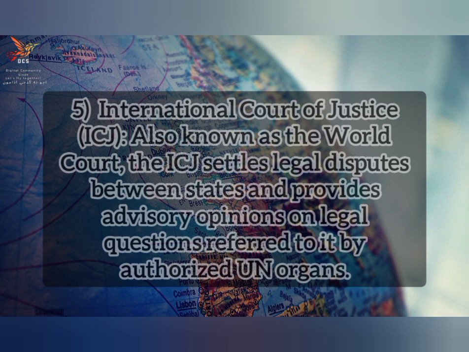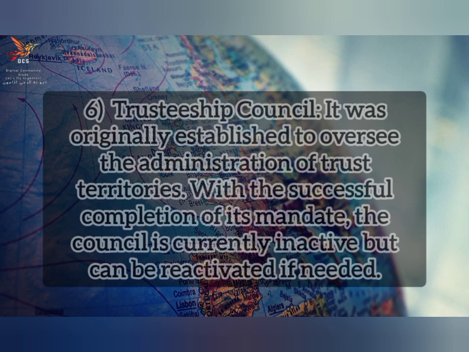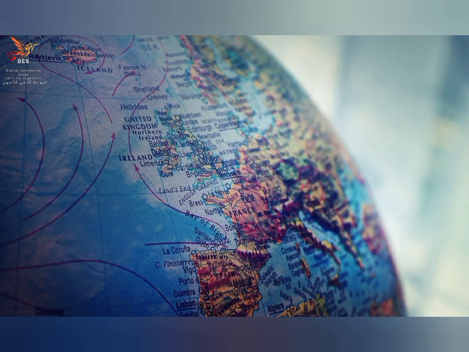International Court of Justice, ICJ, also known as the World Court: the ICJ settles legal disputes between states and provides advisory opinions on legal questions referred to it by authorized UN organs. Trusteeship Council: it was originally established to oversee the administration of trust territories. With the successful completion of its mandate, the Council is currently inactive but can be reactivated if needed.